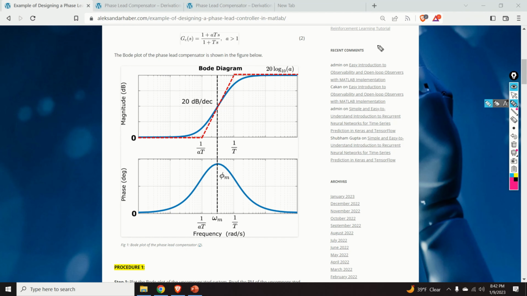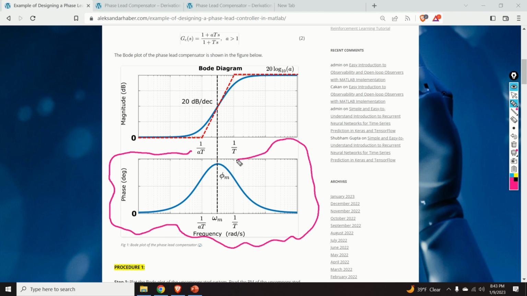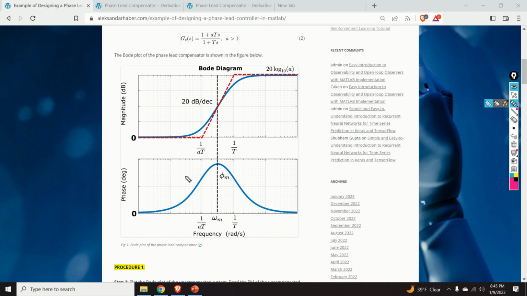Let us now briefly analyze the phase diagram of the phase lead compensator. What can be observed from this graph? The first observation is that the phase lead compensator will increase the phase of the open loop system in a certain range. And this is obviously because the phase of the phase lead compensator is always positive.